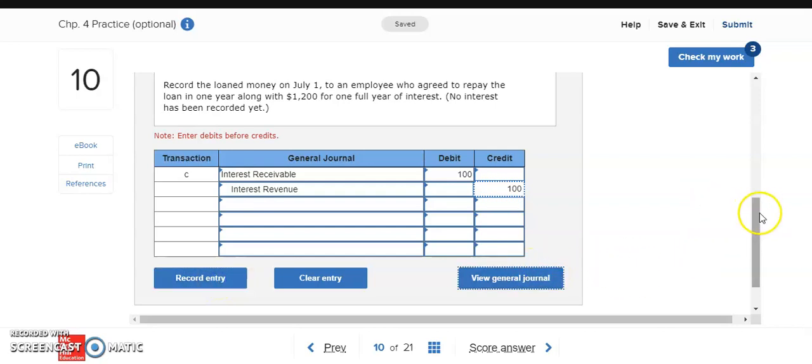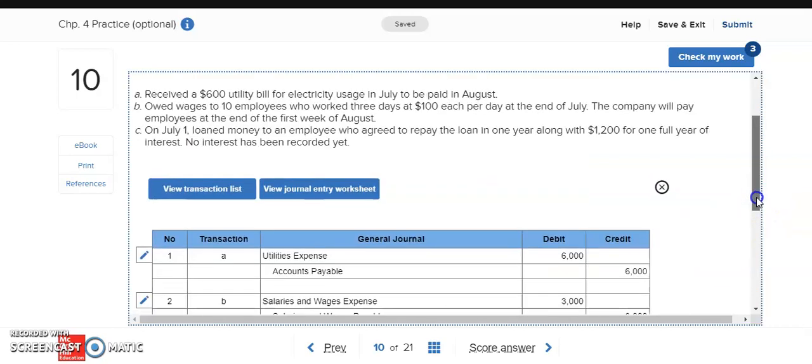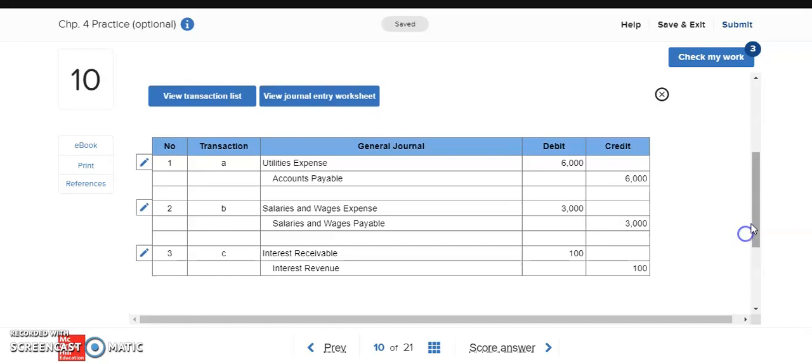Now let's look at all the journal entries together. And here we are, a debit to an expense or a credit to a revenue.